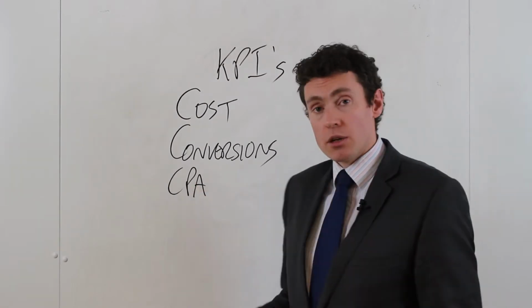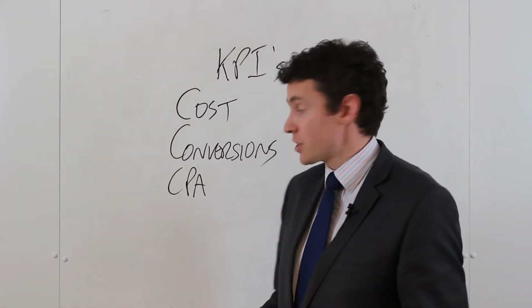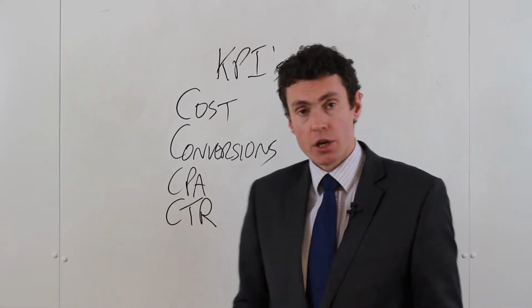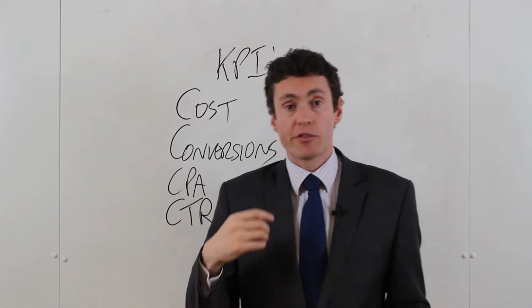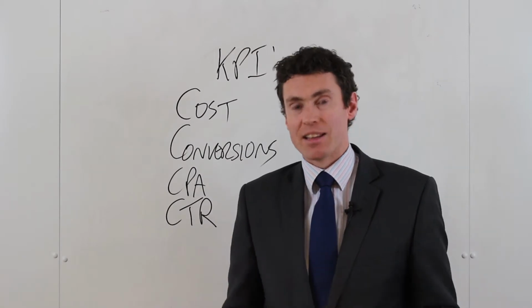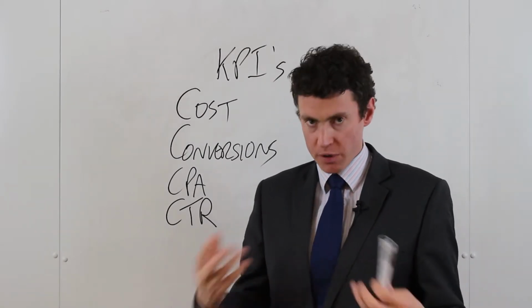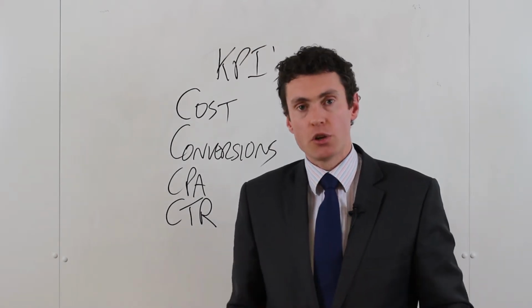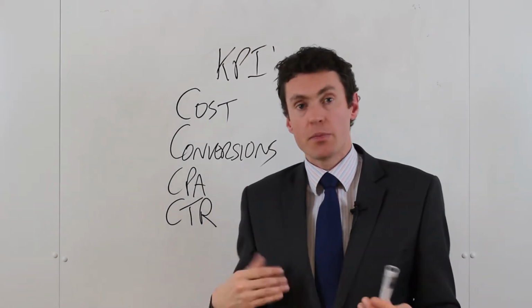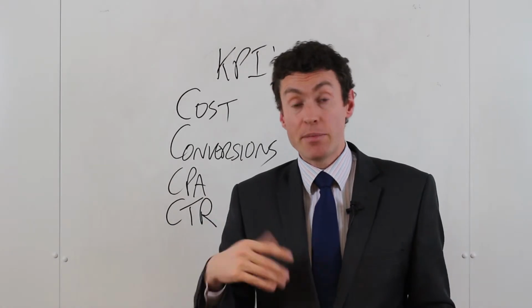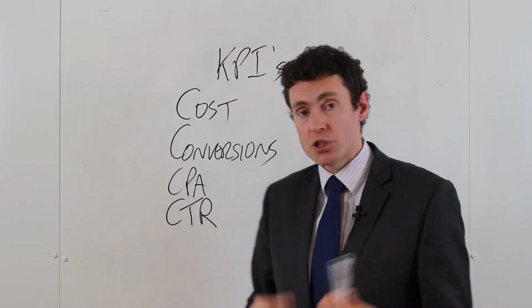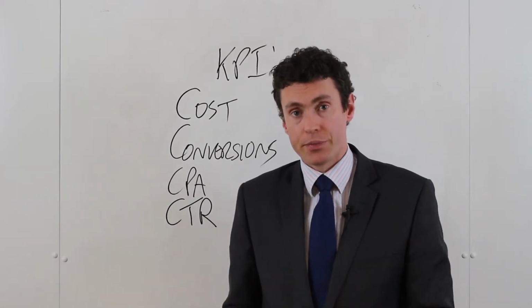Now, the next thing to keep a very close eye on is your click-through rate. This is the percentage of people that actually click on your ads. Assuming we're running search ads, so people typing keywords into Google, your ads appear. If your ads appear 100 times and 5 people actually click through and go onto your website, then your click-through rate, or your CTR, will be 5%.